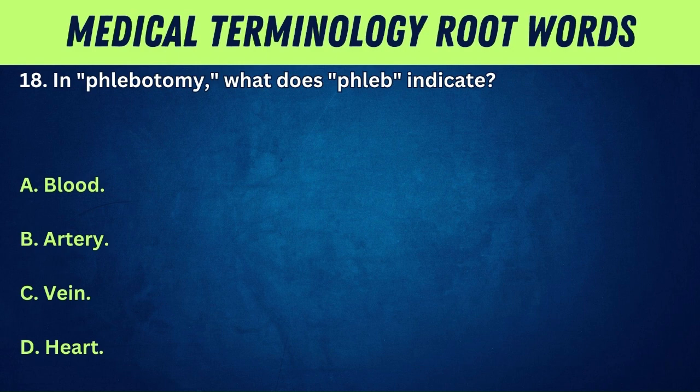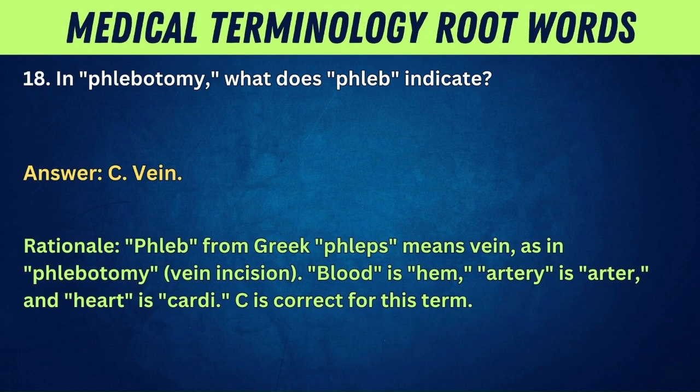18. In phlebotomy, what does phleb indicate? A. Blood. B. Artery. C. Vein. D. Heart. Answer: C. Vein. Rationale: phleb from Greek phleps means vein, as in phlebotomy, vein incision. Blood is hem, artery is arter, and heart is cardi. C is correct for this term.